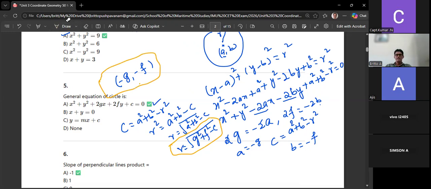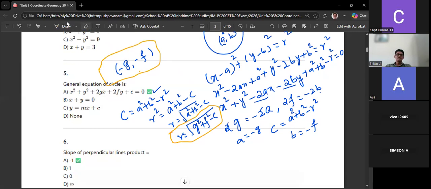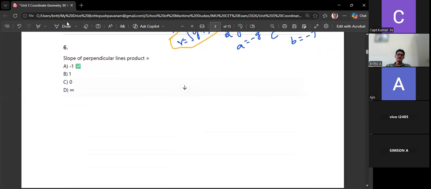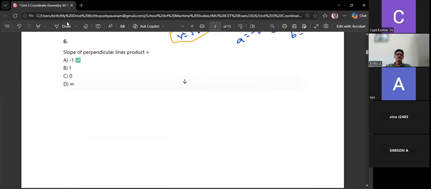Okay. Now we move on to the next question. Question number 9, the sixth one. The question is: the product of the slopes of perpendicular lines is equal to what?